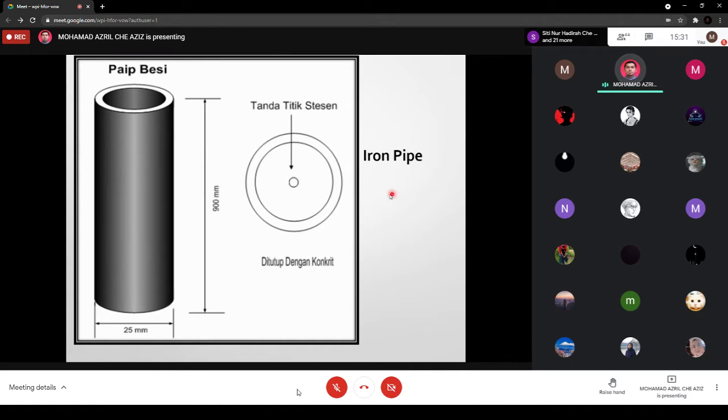Then iron pipe. You have 900 mm and 25 mm. Same thing, on top of it you will have the point, the point where you set up the instrument. So you need to make sure you use the optical plummet, and then you ensure the equipment is centered to the station mark.